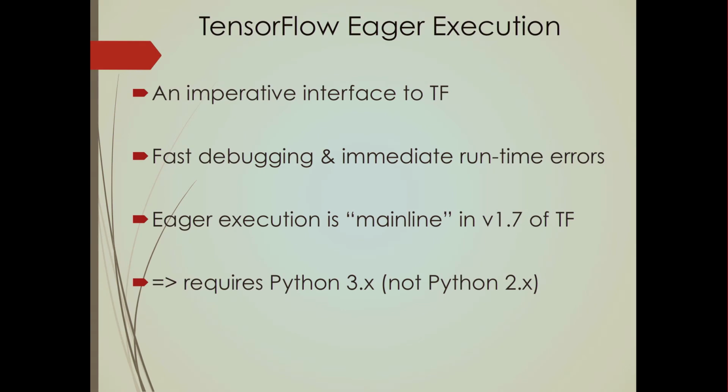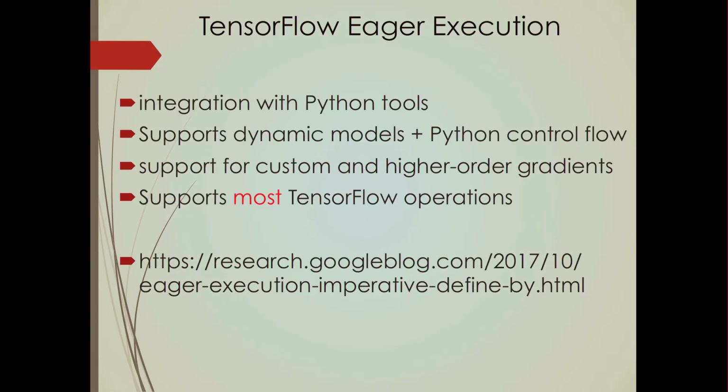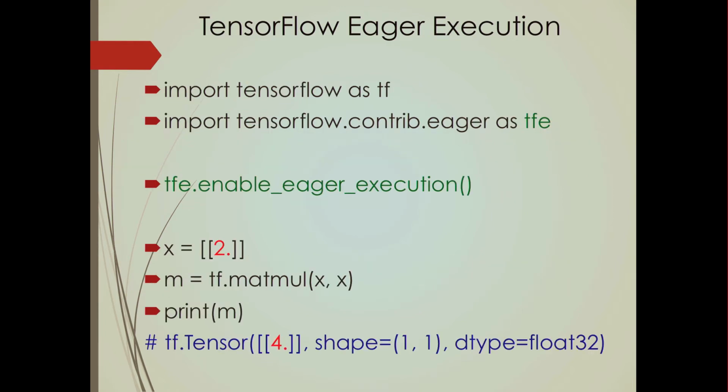Eager execution looks more like Python. So a lot of the functionality in TensorFlow is available. Here's an example. X is 2 dot. It's an array, so it's a one-dimensional tensor. M is the mat mul of x and x. Print M is 4. So it's more Python-esque. And it's in the mainline, I think it's either 1.6 or 1.7, and the latter came out about a week ago. So it's fine, if that's what you want to do.